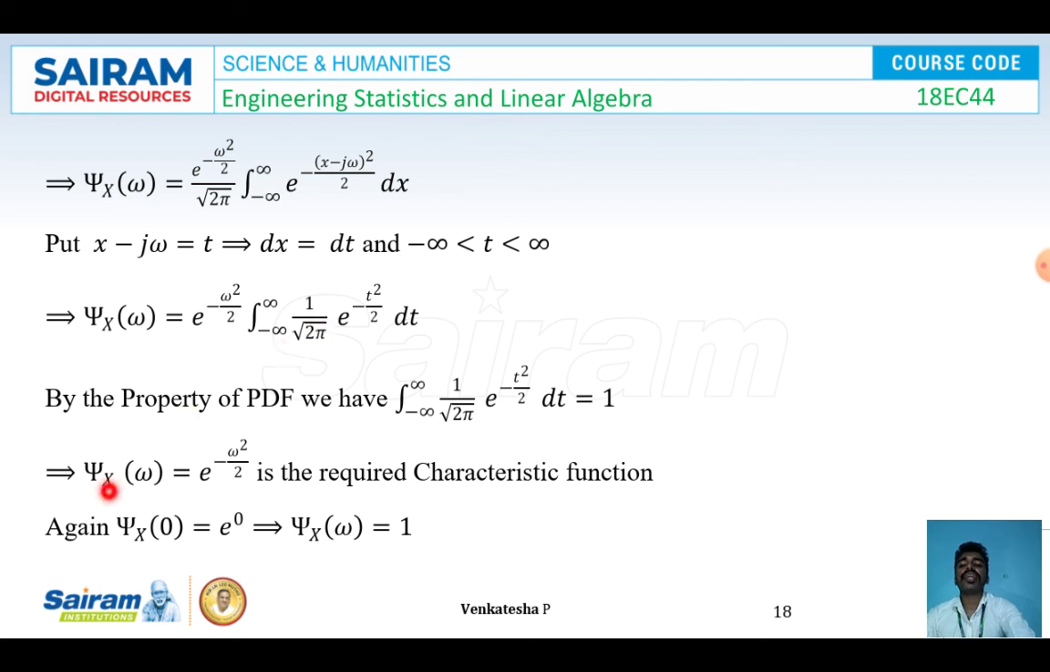So I got ξx of ω is equal to e power minus ω square by 2, which is the required characteristic function for the normal form of the Gaussian random variable. To check whether the equation is true or not, I'll be putting ω is equal to 0. So I got ξx of 0 is equal to 1. So hence the function is true.